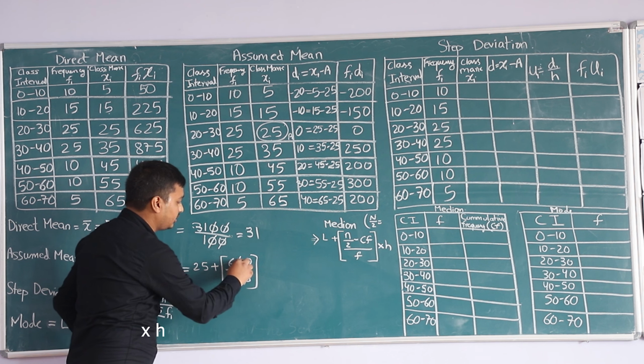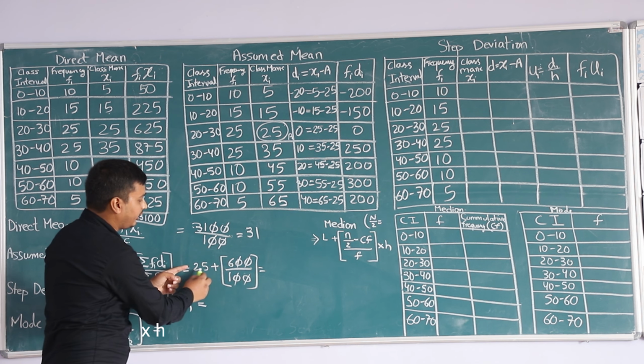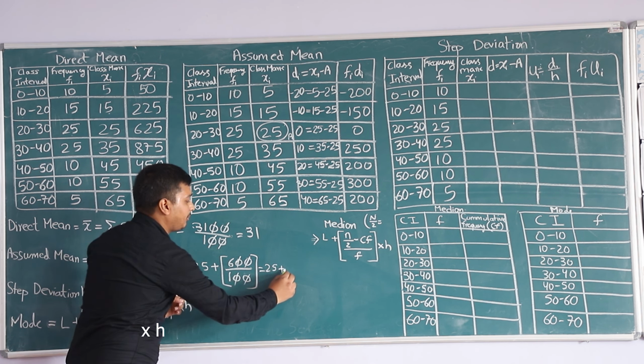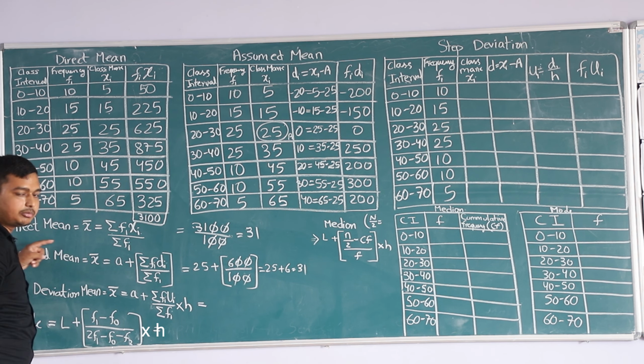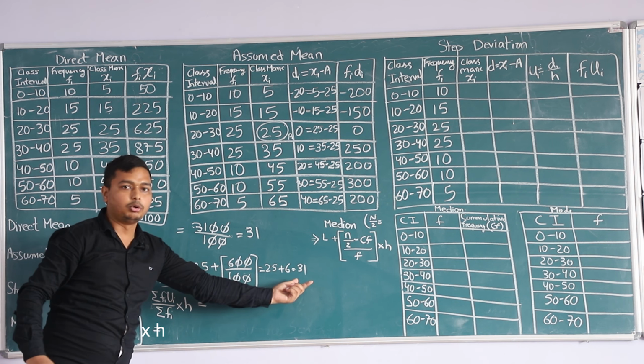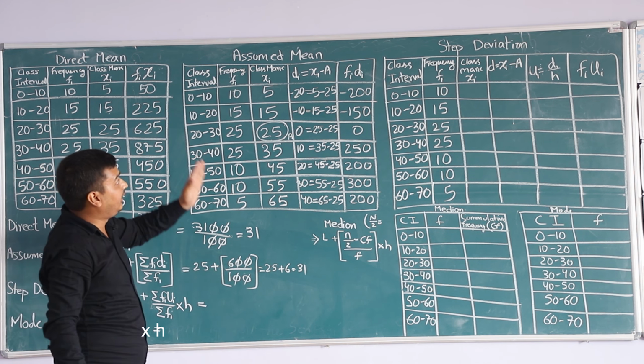Okay, now let's cancel. Now here, how much did I get? 25 plus 6. How much did I get as the answer? 41. As we are able to see, in the direct method the answer is 41. In the assumed mean method also the answer is 41. In both the conditions we get the same answer. Now let's proceed to the next.